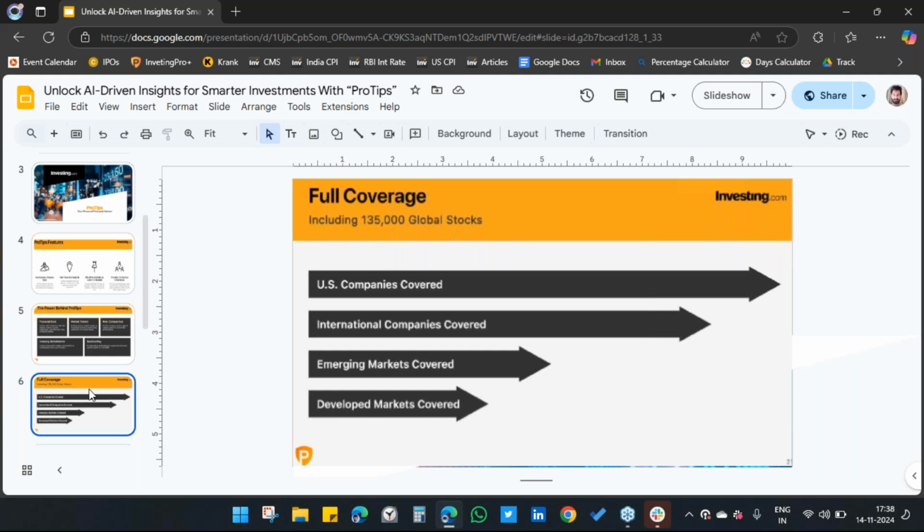A bit on features: there is one feature called Pro Picks, which is currently in development for the Indian markets. There is another feature called Ideas. There are some features which might not be relevant to Indian stocks, but ProTips is not one of them. ProTips gives you the information of every single Indian stock that is listed on the NSE and BSE. So you don't have to worry about whether it's there for the Indian markets or whether it will be beneficial to me. It covers all.